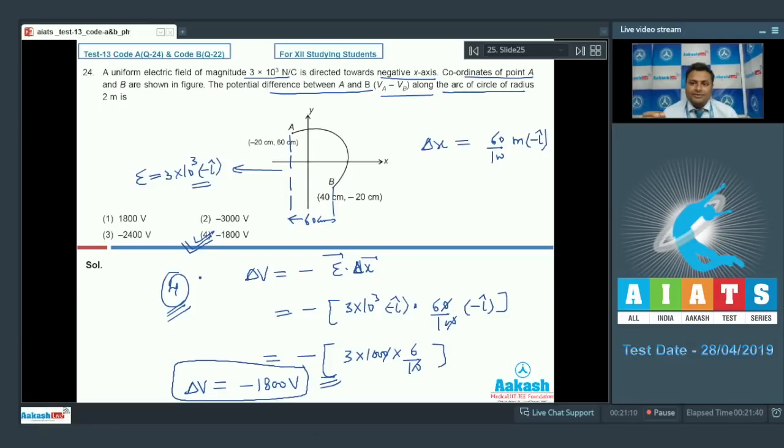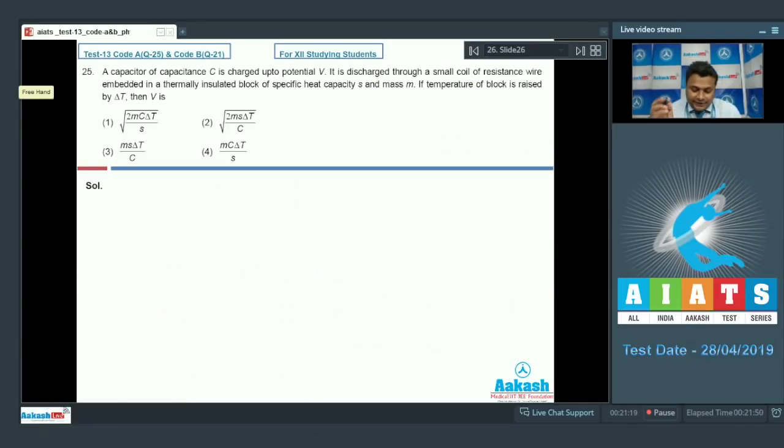Move on to the next, that is 25 number. Here is question number 25, everyone. A capacitor of capacitance C is charged up to potential capital V. It is discharged through a small coil of resistance wire embedded in a thermally insulated block of specific heat capacity S and mass M. If temperature of the block is raised by delta T, then what is V? Now here thermal energy generated will be from what? The thermal energy will be generated from energy stored in the capacitor.